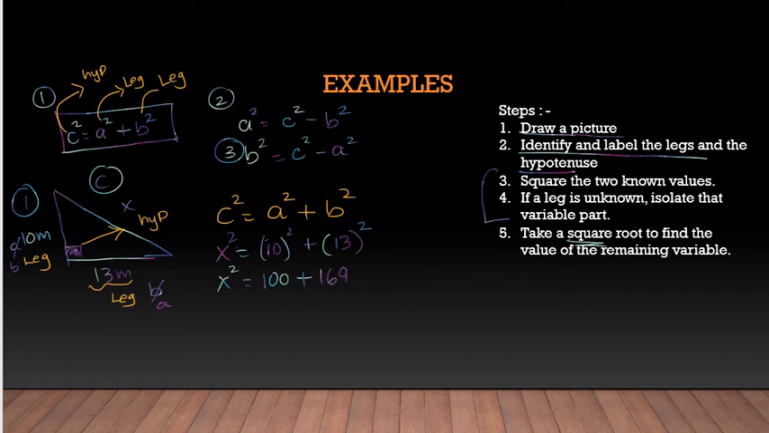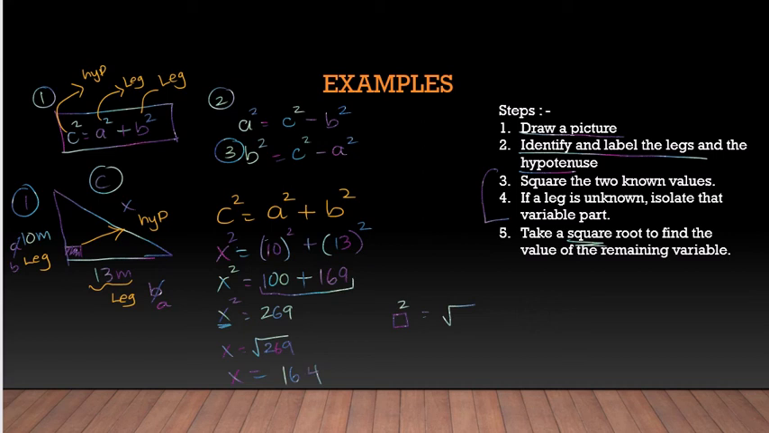Now we need to solve for x. X squared equals 100 plus 169, which is 269. So we have x squared equals 269, but we need to find what x is. This is a square, and the opposite of a square, the inverse, is the square root. So we are going to take the square root of 269. On your calculator, make sure you know how to take the square root of a number. So x equals 16.4.